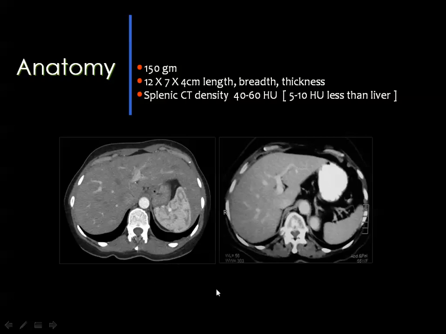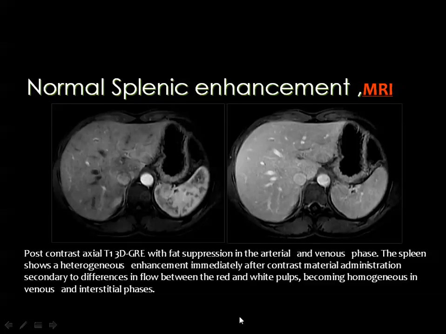After the development of multi-detector CTs, we are able to have the triphasic study. In the arterial phase, you get this mosaic or mottled appearance of the spleen, and this is considered normal, as you all know. In the portal and the delayed phase, you will see homogeneous enhancement of the spleen.